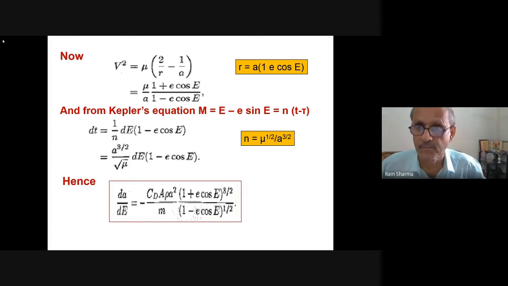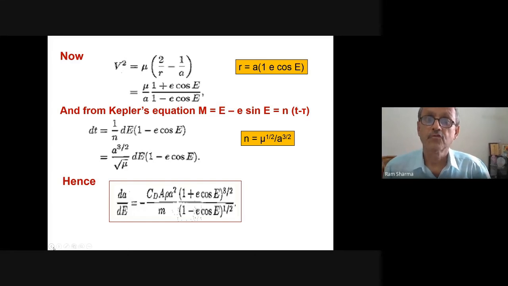R is equal to A into 1 minus E cos E. Minus is missing here. I have to correct it. Minus is here to be done. That is A into 1 minus E cos E. So once you substitute, you get into this form. And then the Kepler equation you use, M is equal to E minus E sin E is equal to N into T minus tau. And when you substitute this, you get dt.